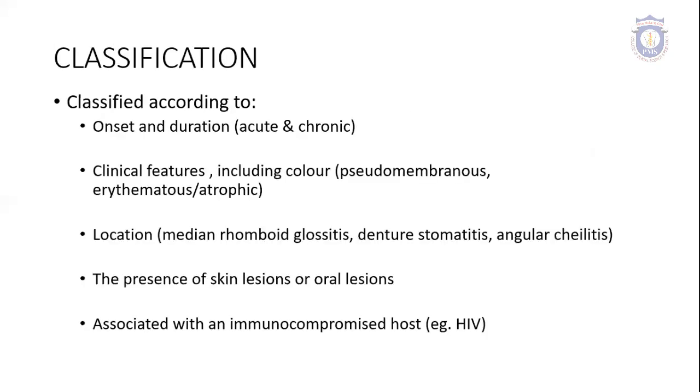So, oral candidiasis is classified according to their onset and duration as acute and chronic, and based on their clinical features including color as pseudomembranous, erythematous, or atrophic. Based on their location, they are classified as median rhomboid glossitis, as seen on the dorsum of the tongue, denture stomatitis, seen under dentures, and angular cheilitis, seen on lip commissures. They may also be associated with the presence of skin lesions or oral lesions, or with an immunocompromised host like HIV patients.